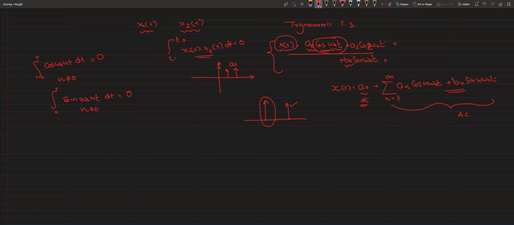And one more important condition: integration from 0 to T of sin(omega naught m t) into sin(omega naught n t), and m equals n. If this condition is satisfied, then it is actually T by 2. If m not equals to n, then 0.